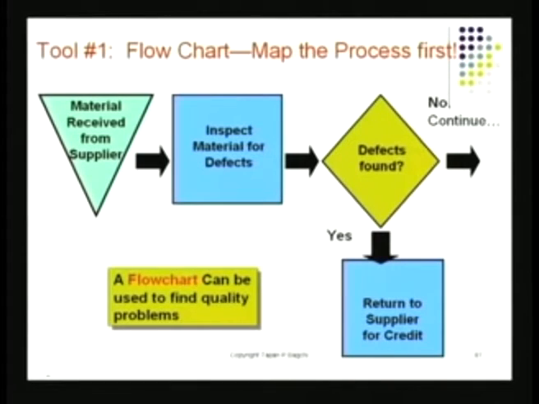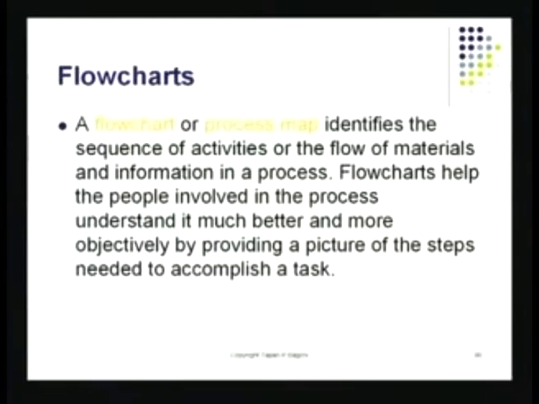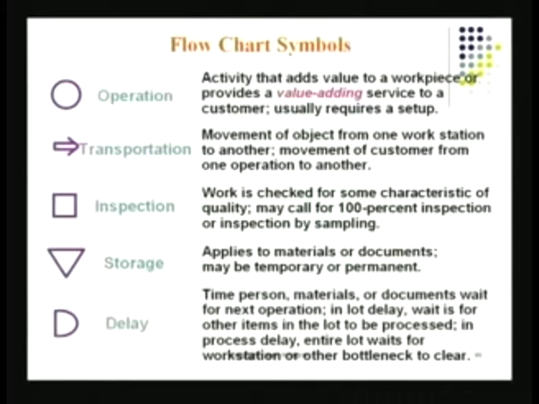What is happening at that quality check? What kind of data is being gathered? It's very possible they'll be collecting some reports there, some data there. Take a look at those things. You can do that only if you locate the right spot where that data is being collected, and that can be done only when you've charted the flow of either information or material. So a flow chart or a process map really identifies the sequence of activities or the flow of materials and information in a process. Flow charts help the people involved in the process understand it much better and more objectively by providing a picture of the steps needed to accomplish the task.